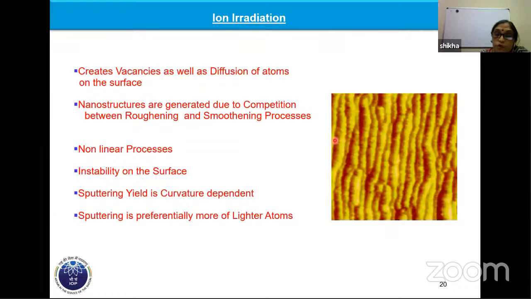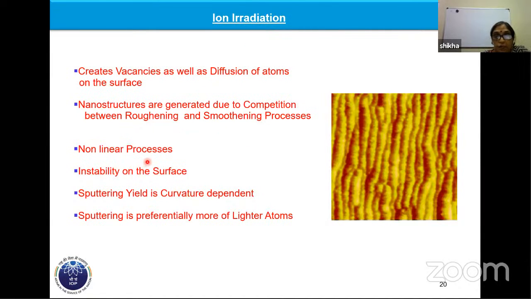So how do we produce these nanostructures? What ion irradiation does is it can create vacancies on the surface. And as we go down, we'll see that what we are creating is oxygen vacancies. And also diffusion of atoms takes place during irradiation. The nanostructures are generated due to competition between the roughening, which is caused by the creation of vacancies, and the smoothing process, which is caused by the diffusion of these atoms on the surface.